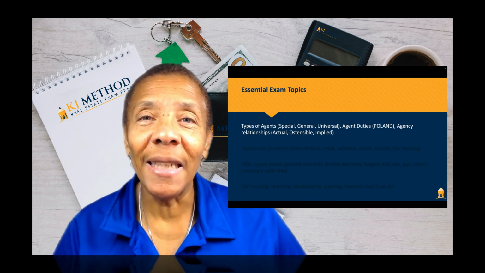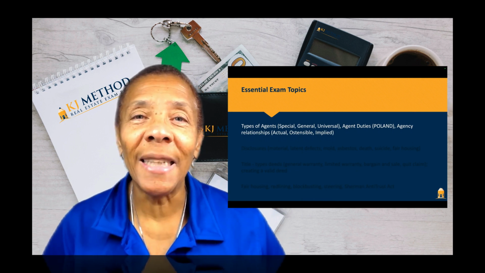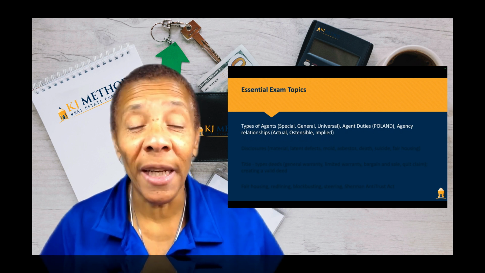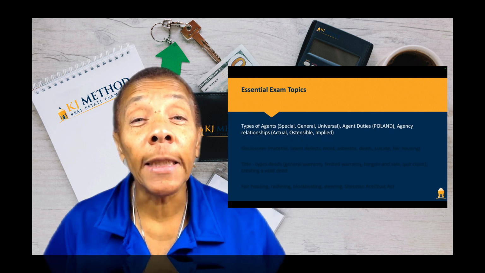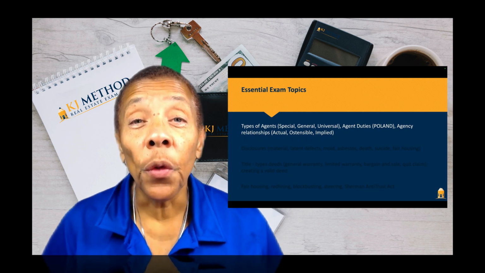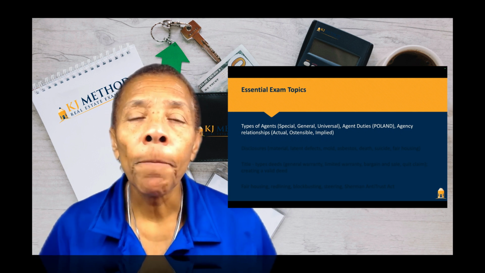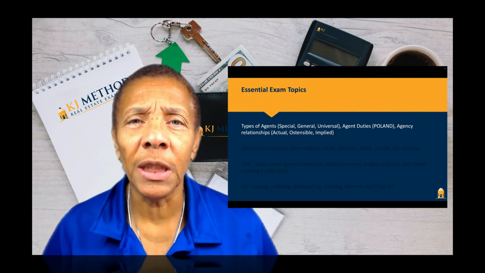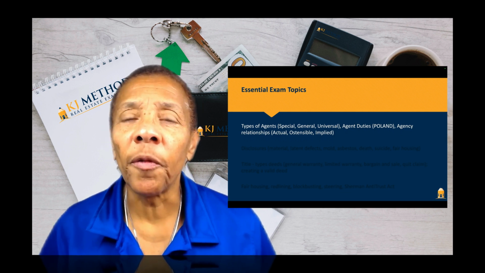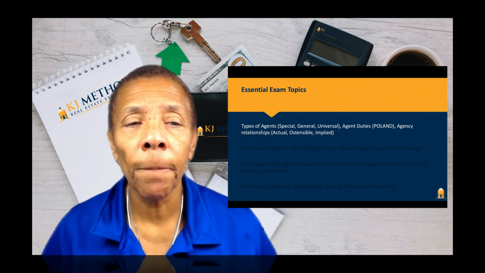Types of agents and an agency. So we have special agents, general agents, universal agents. What are the differences between each of those? What are the agent's duties to their principal? We use POLANCD for that. Some other coursework uses a different acronym, but it's all pretty much the same, right? Performance, obedience, loyalty, accountability, notice, and due care.